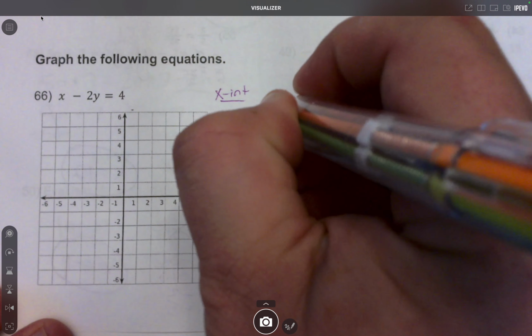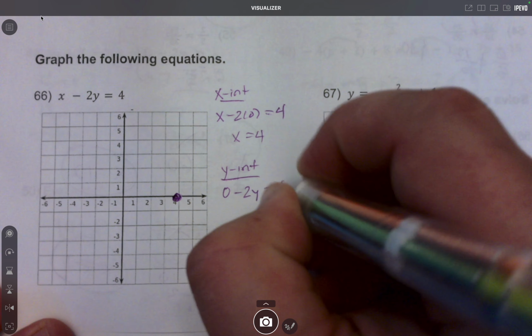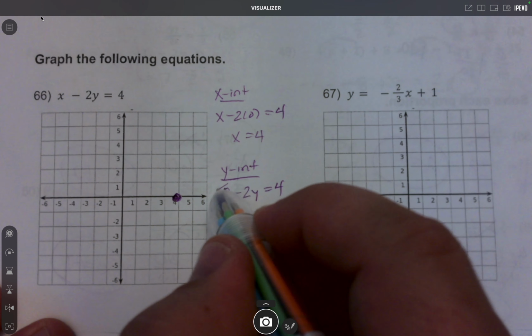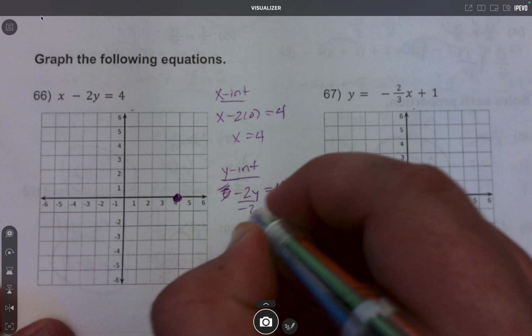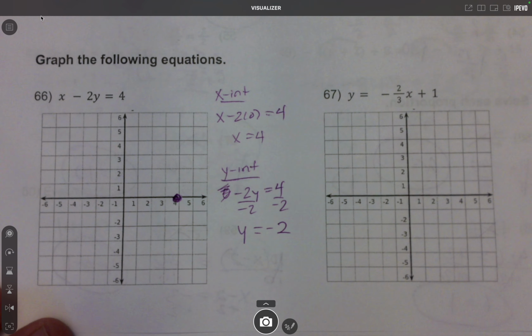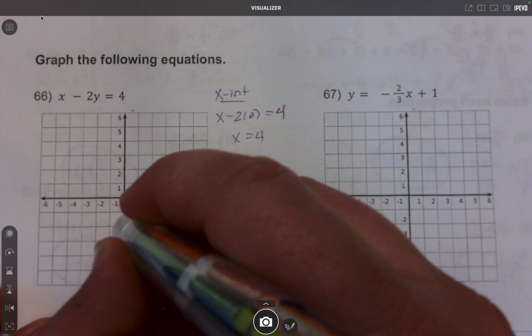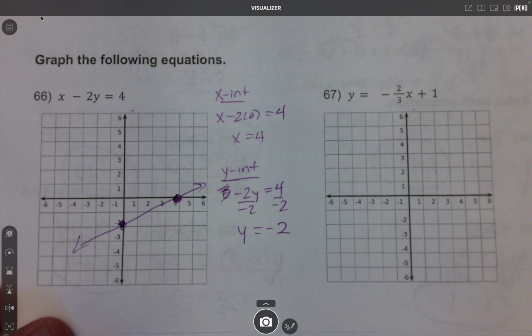Then for the y-intercept, I do the opposite. I plug in 0 for x. Okay, well that 0 just disappears. Then we'll divide both sides by negative 2. So we get that the y-intercept, and again, that's where it hits the y-axis, is at negative 2. So now that I have those 2 points, I can draw a line through them, and I have my graph.